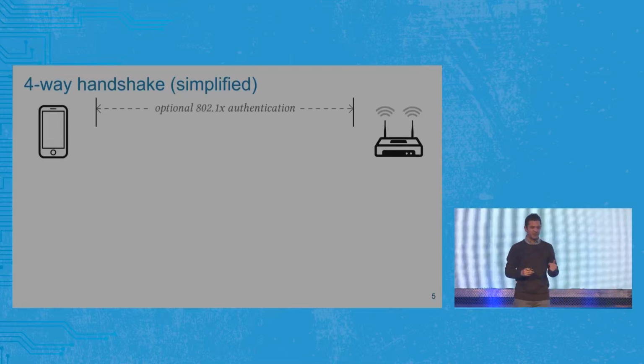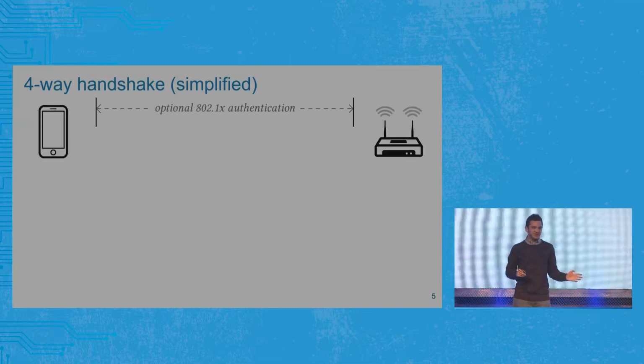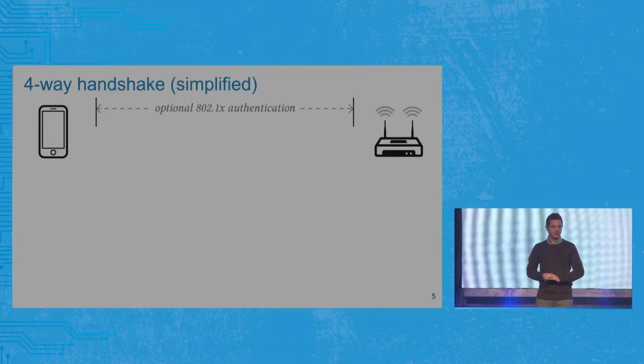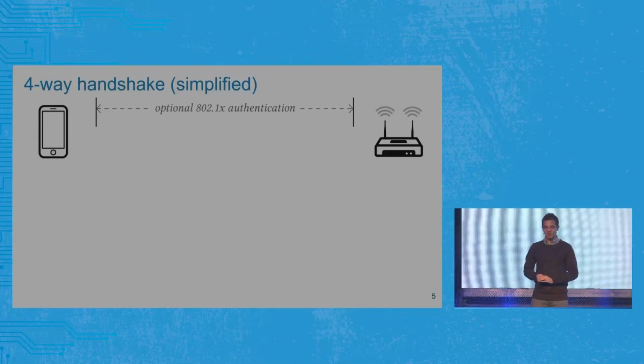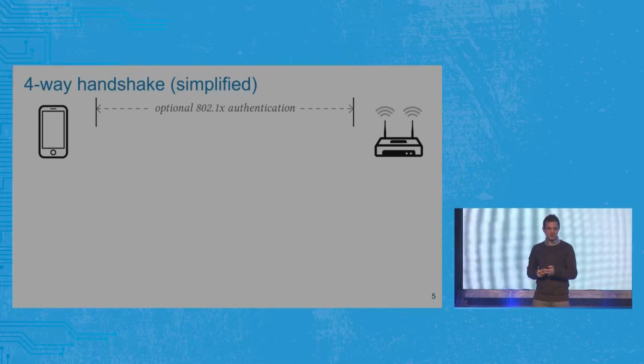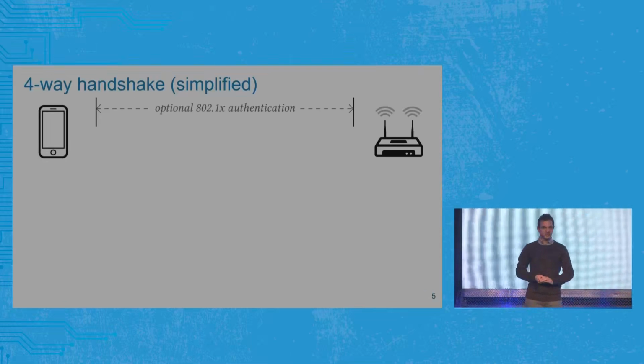Then we first have an additional stage, which is in this case called the 802.1x authentication stage, which in practice basically means there's some kind of RADIUS authentication going on. We don't need to know the details of this. We just need to know that after this handshake, there is some pre-shared secret between the client and the access point. And once the client and the access point have a pre-shared secret, the four-way handshake can start.